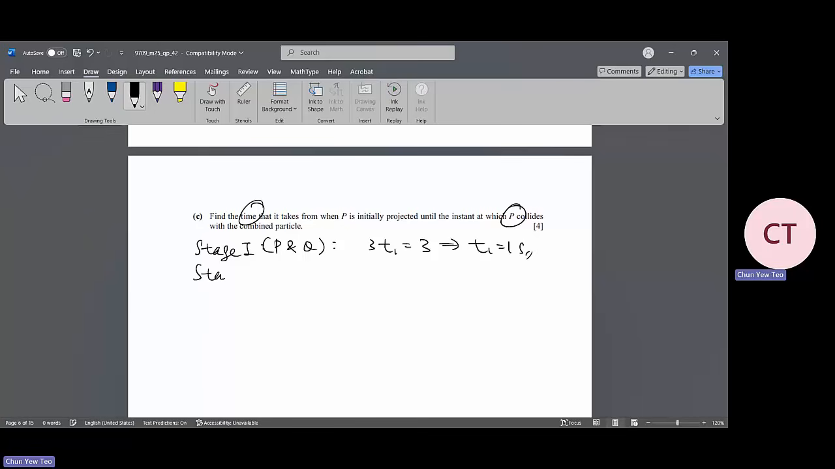Then stage 2, Q and R. When Q and R collide, Q is moving with the speed of 9/4 and the time is T2. The distance is also 3. Then you can get your T2 is actually 4/3 seconds.